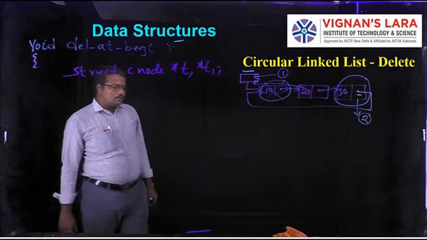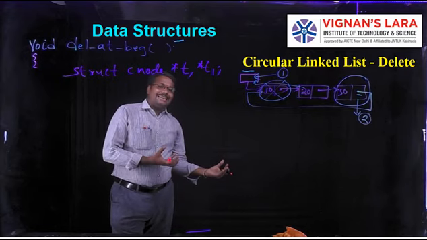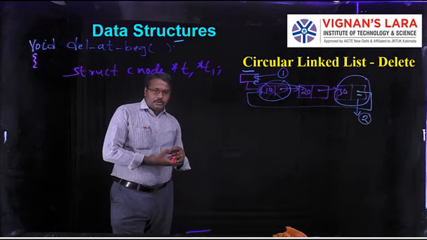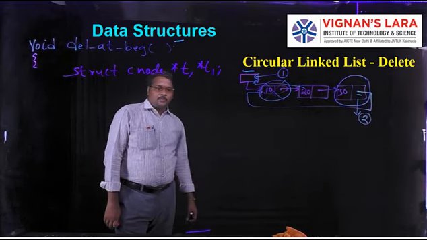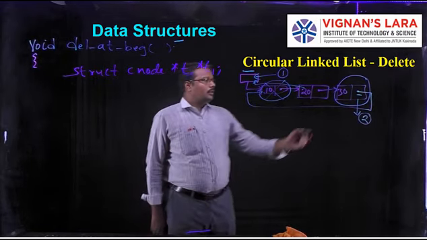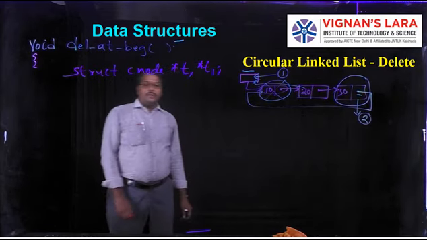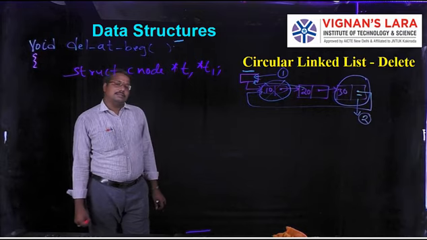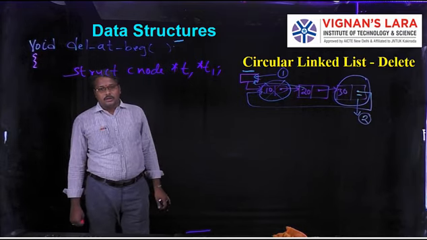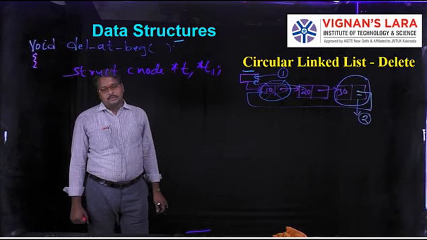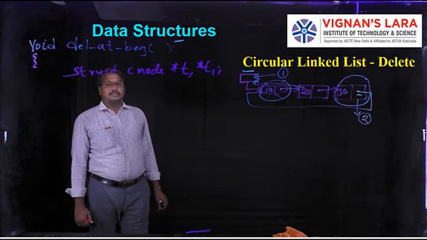T is used for saving the deleted node address. T1 is for traveling purpose. Why do we want to travel? We need to get the last node address also. To get the last node address, I travel through the circular linked list.